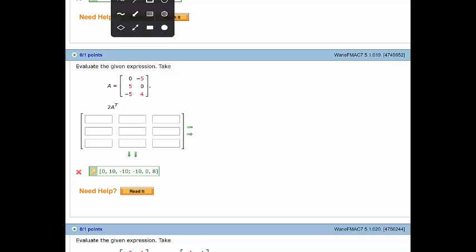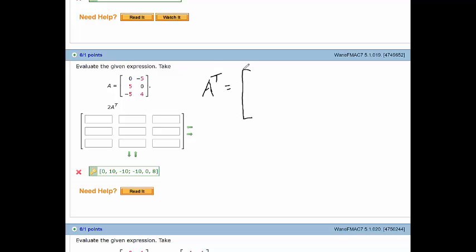So you can see like this. I show you. You have A is this, so then A transpose will be a matrix where the first row, 0, -5, will be the first column. Second row is 5, 0, it will be the second column. Third row is -5, 4, that will be the third column. So that is your A transpose.